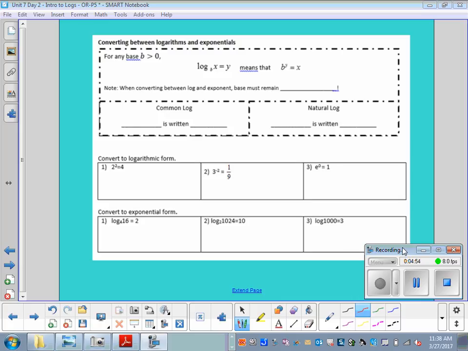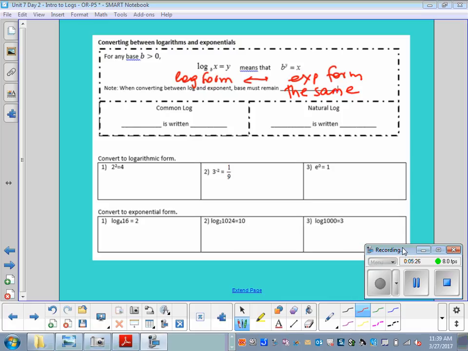For any base b, log base b of x equals y. This is called log form, logarithmic form. And then I can convert it to the exponential form by switching the argument and the answer. Again, when converting, the base must remain the same, but the argument and the answer are different.